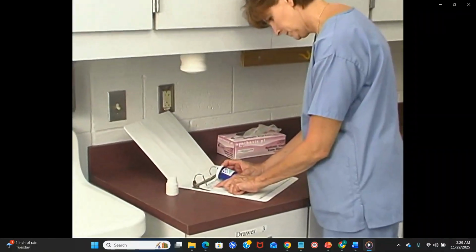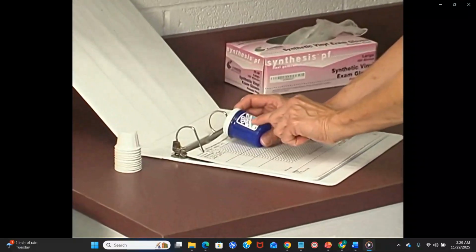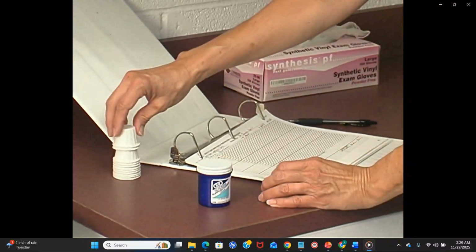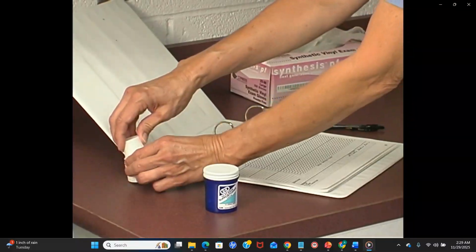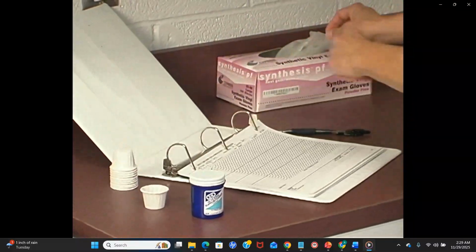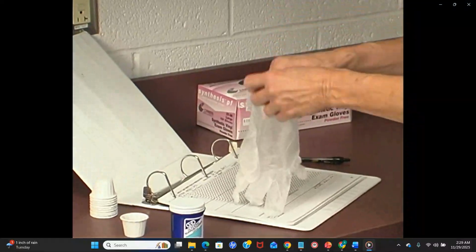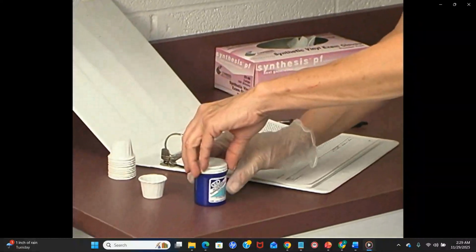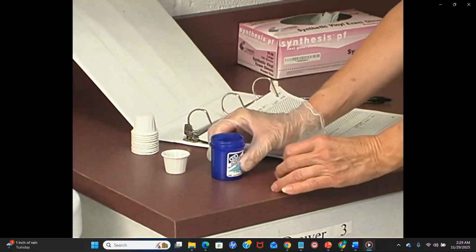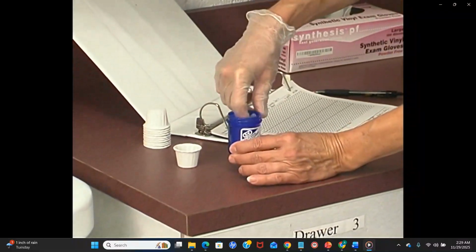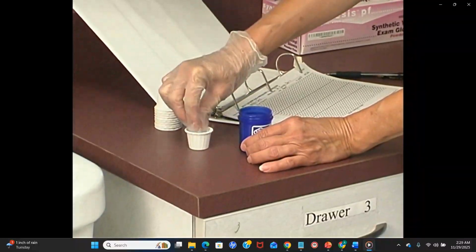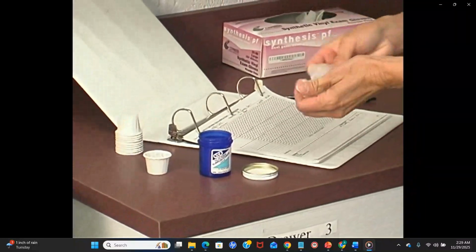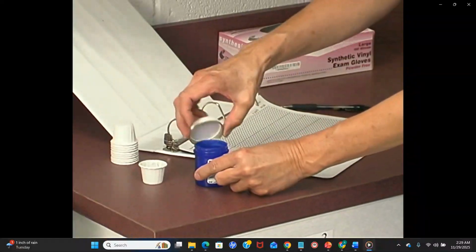Check the MAR for the right client, the right medication, the right dose, the right route, and the right time. Wearing a clean glove, remove the correct number of suppositories from the medication canister and place them in a medication cup. Wearing a glove prevents you from introducing bacteria into the canister.